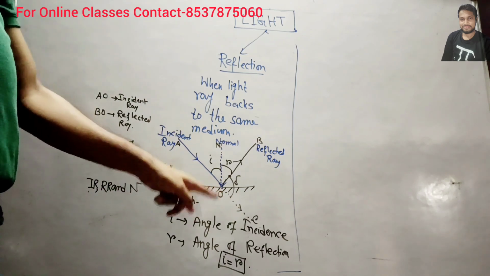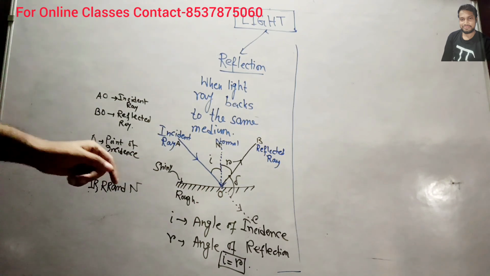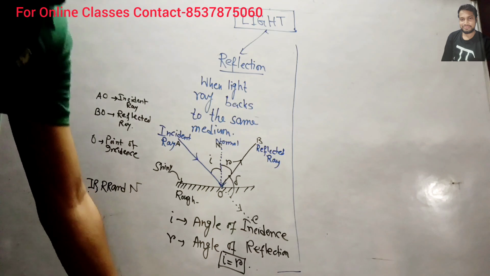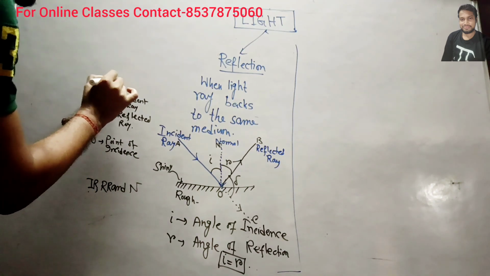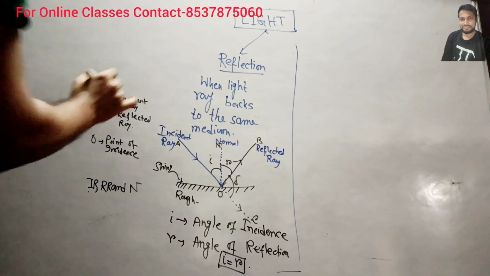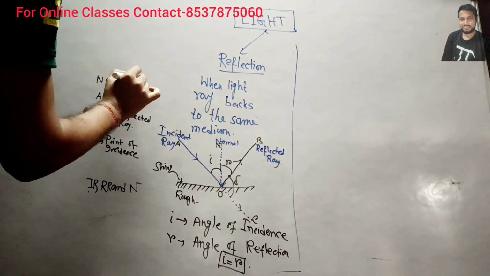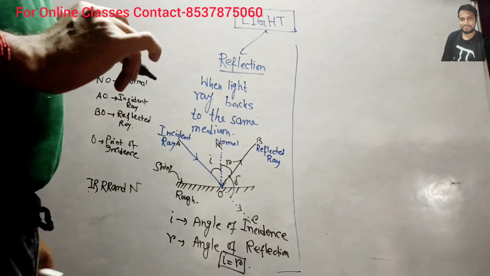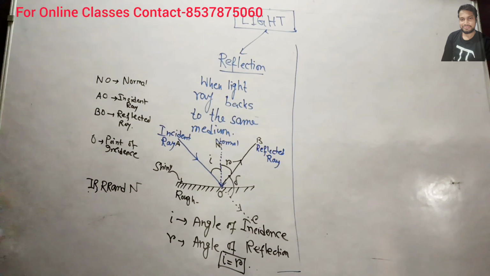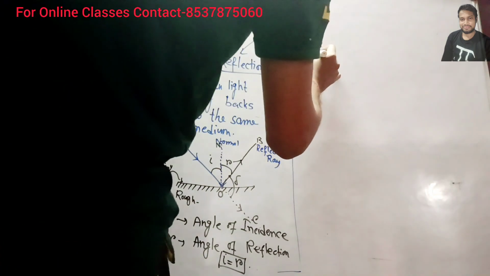O is the point of incidence, and you can name NO. NO is basically the normal. So now we have to know about the angle of deviation.